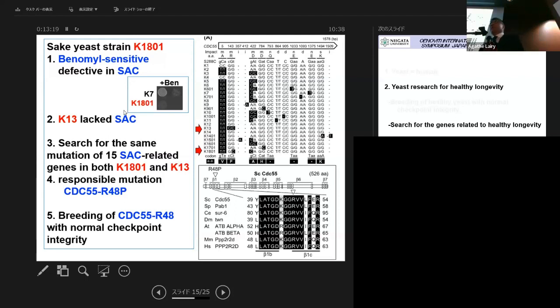So I tried to isolate a CDC55 wild type strain with normal checkpoint integrity from the K801 strain. Okay.